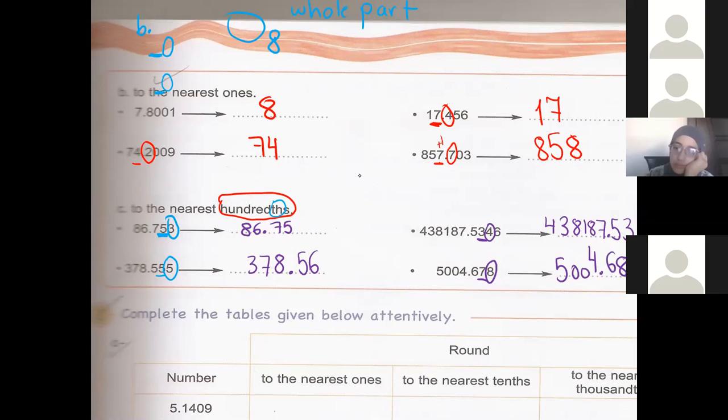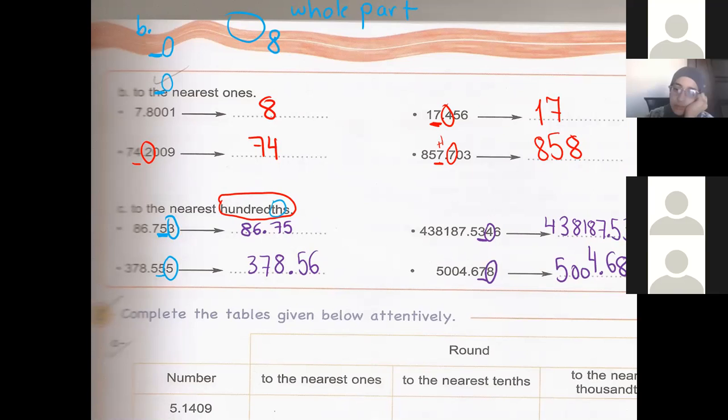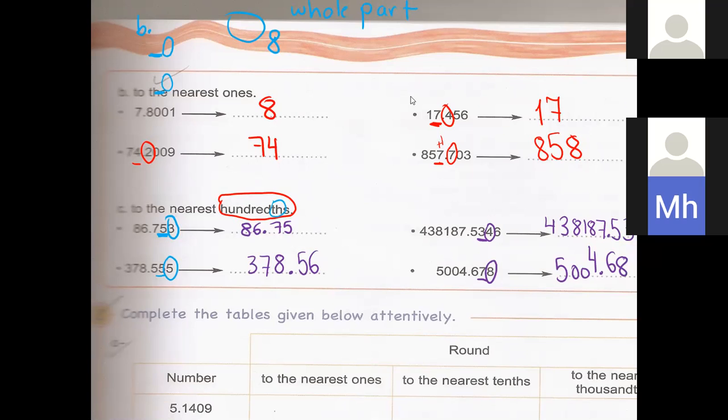We have finished exercise 1, parts A, B, and C. Now we will start with exercise 2, part A. Part B is homework for tomorrow. Yes, Hassan Jaber. I did it and I sent it to you. Bravo. Yes, Hassan, what do you want?